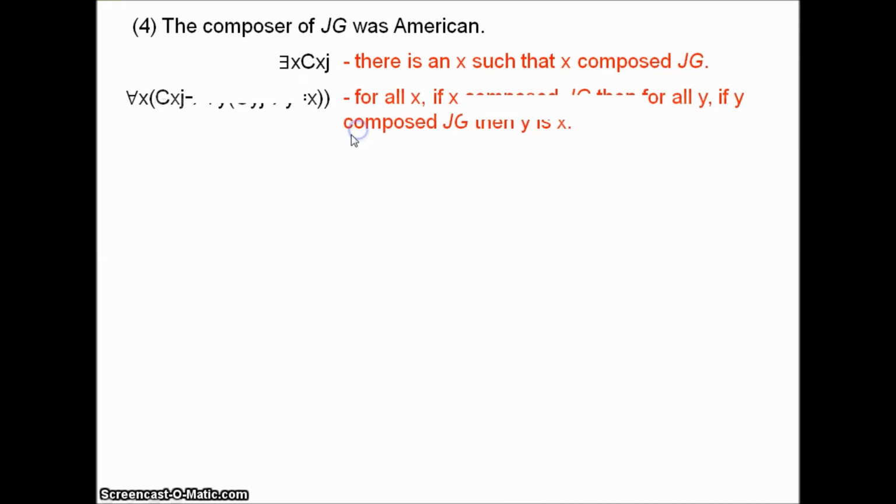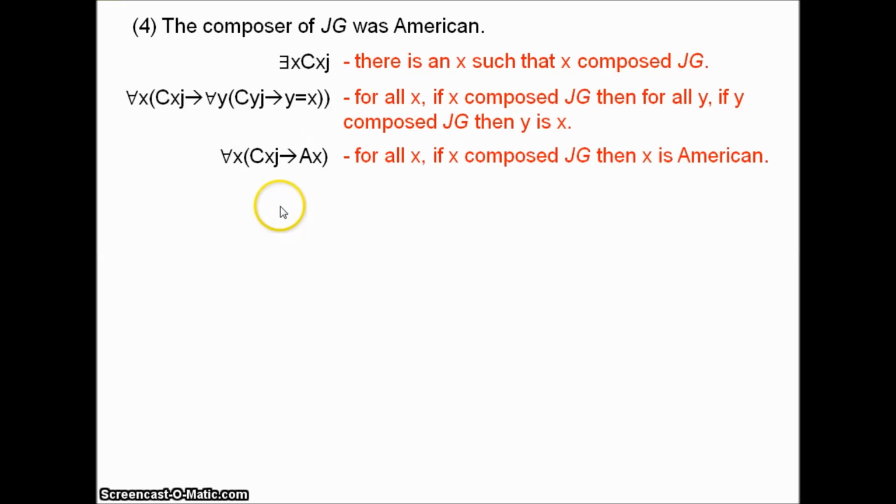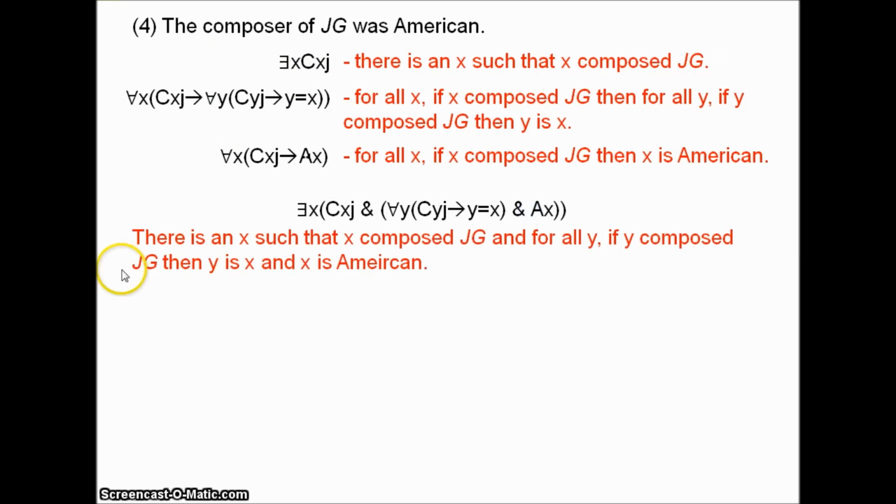Next we have, for all X, if X composed Joe's Garage, then for all Y, if Y composed Joe's Garage, then Y is X. And finally, for all X, if X composed Joe's Garage, then X is American. Now all of these are equivalent to a single formula, which says, there is an X such that X composed Joe's Garage, and for all Y, if Y composed Joe's Garage, then Y is X and X is American.